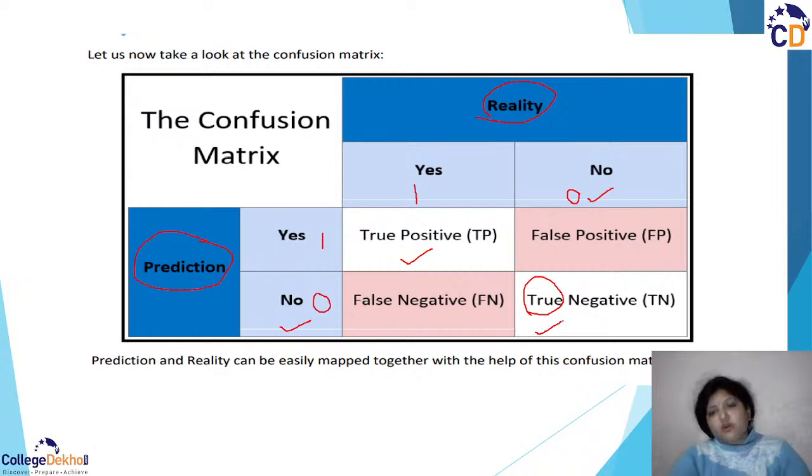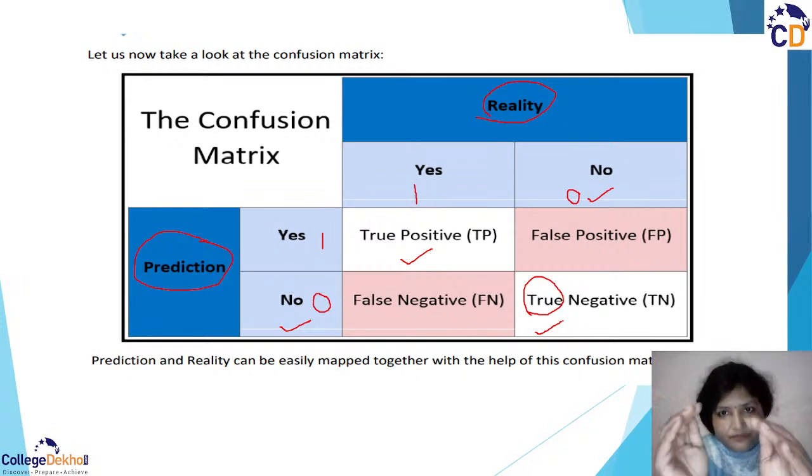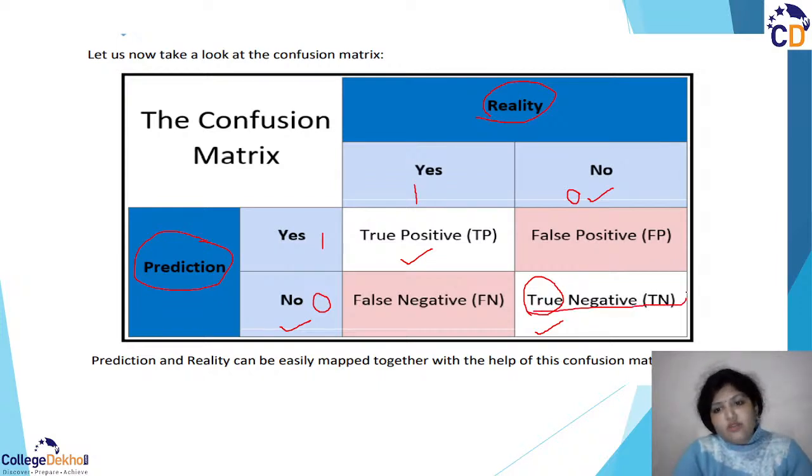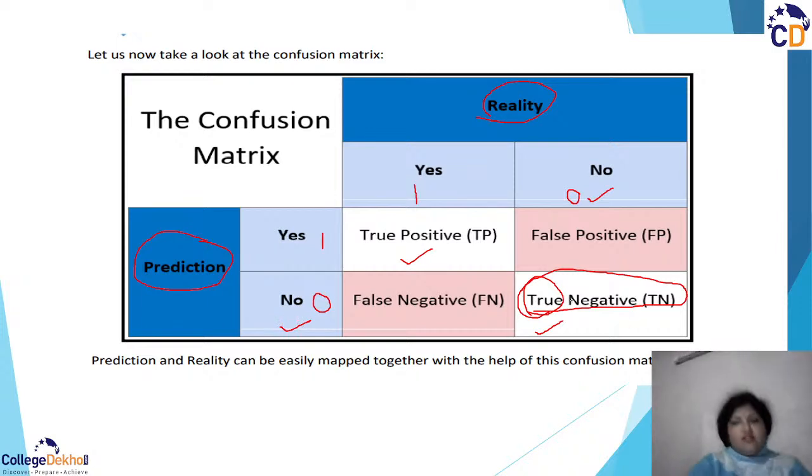This is how we record. In some books it is shown with reality on this side and prediction on the other side. You can write it in any of the methods. The main thing is the calculation, where you are putting 0 and where you are putting 1, and then you write down the result.